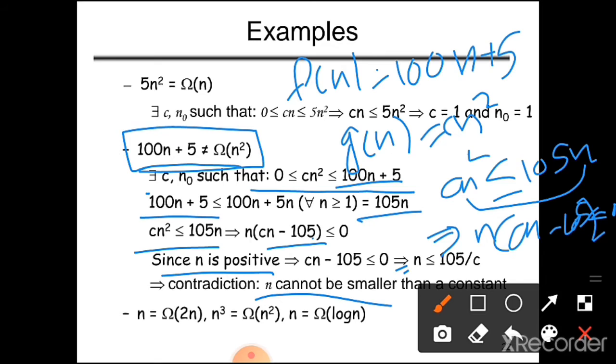Then another example, n is equal to omega of 2n. This is true. n cube is equal to omega of n square. This is also true. And n is equal to omega of log n. So n is greater than, that is, f of n is greater than or equal to c into g of n. So this is also true.